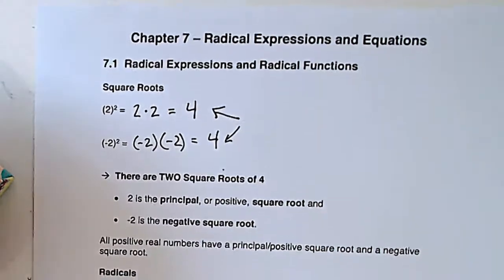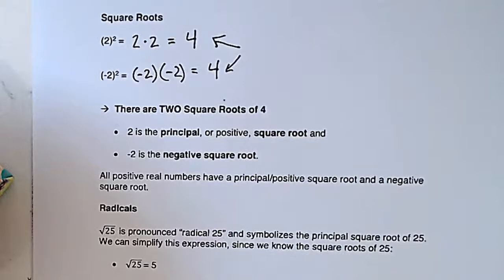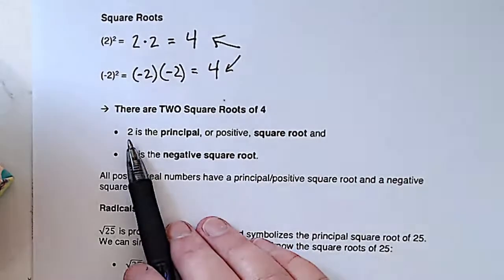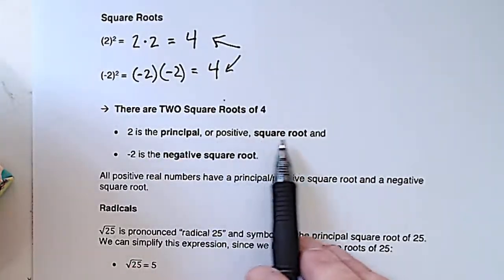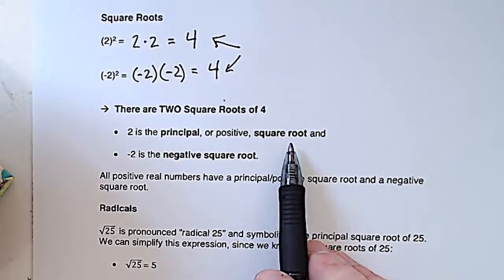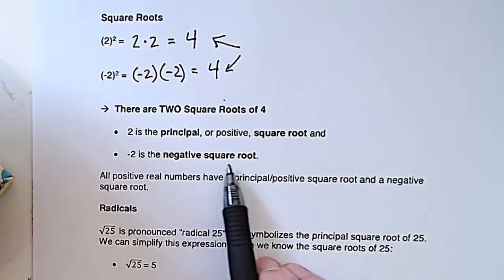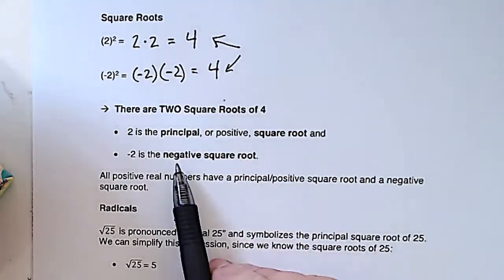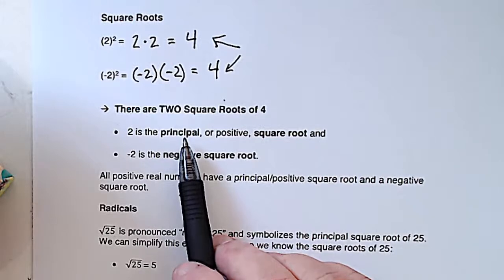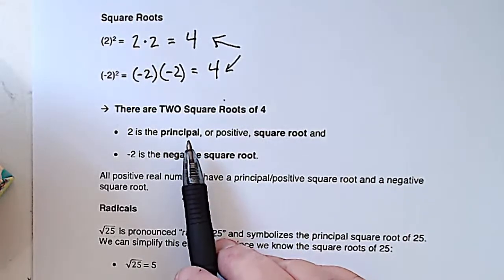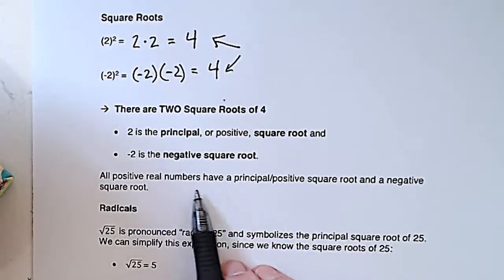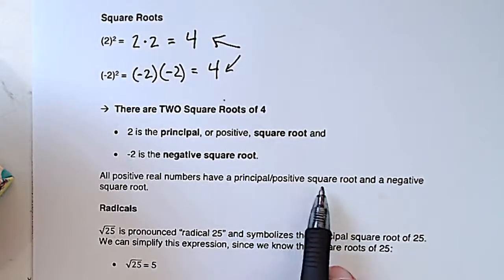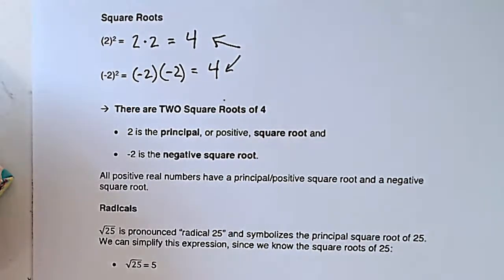So let's talk about some vocabulary, much of which I will not use, but 2 is the principal or positive square root if you want to be really, really precise, and -2 is the negative square root. So slightly different language, positive or negative or principal, which means it's the main one. It's the one people usually think of first. All positive real numbers have a principal/positive square root and a negative square root. So all positive real numbers have 2 square roots.